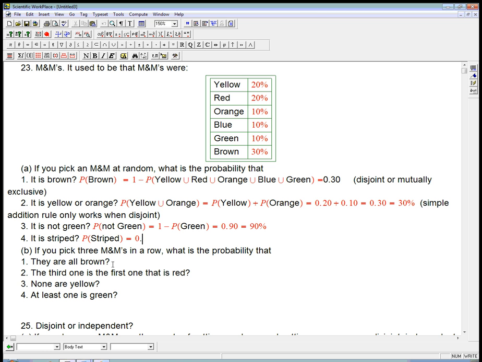If you pick 3 M&Ms in a row, now it gets a bit more interesting, not just one M&M. What's the probability that they are all brown? Now this is actually a little trickier than they're letting on here. Suppose I just have a very small batch of M&Ms, like 10 M&Ms. And there's 2 yellow, 2 red, 1 orange, 1 blue, 1 green, and 3 brown. If it's a small batch, then this isn't a well-defined question. They really need to tell you with replacement or without replacement.